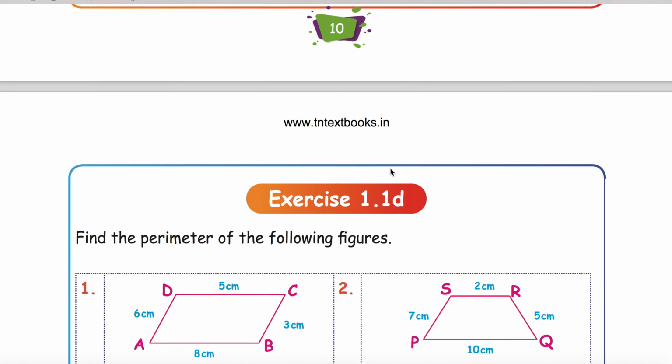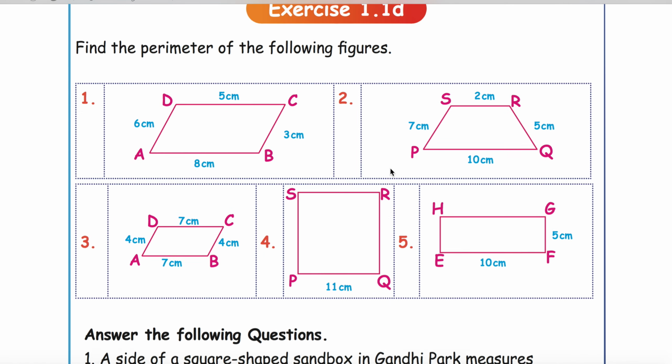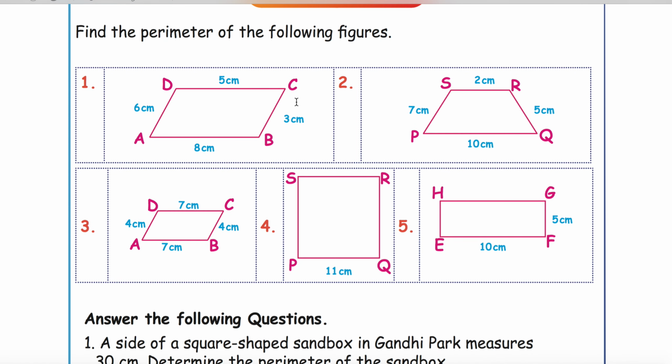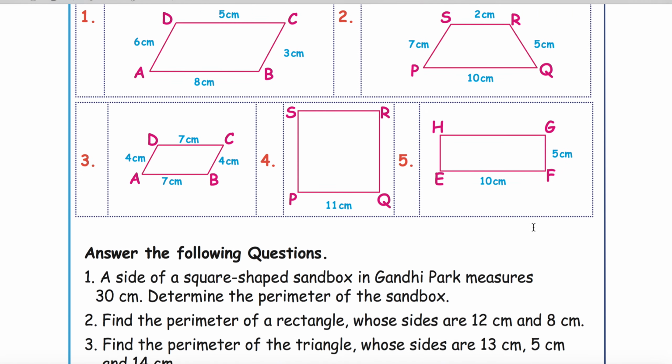That you do when you go to class. Find the perimeter of the following figures. 11 plus 3, 14 plus 2, 22 cm. 10 plus 7, 17 plus 2, 19. 19 plus 5, 24 cm. 14, 7 plus 4, how much? 11, 22 cm. This is 44 cm. This is right. 15 into 2, 30 cm.